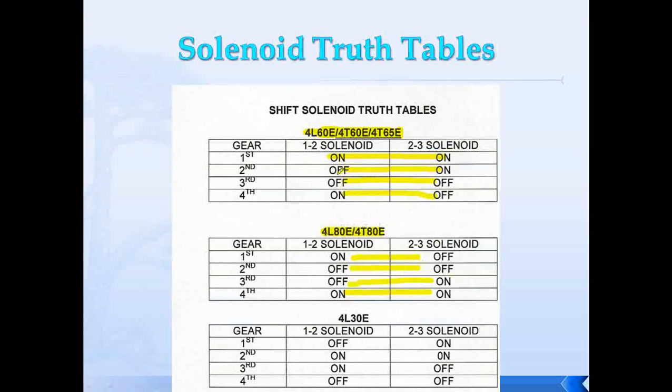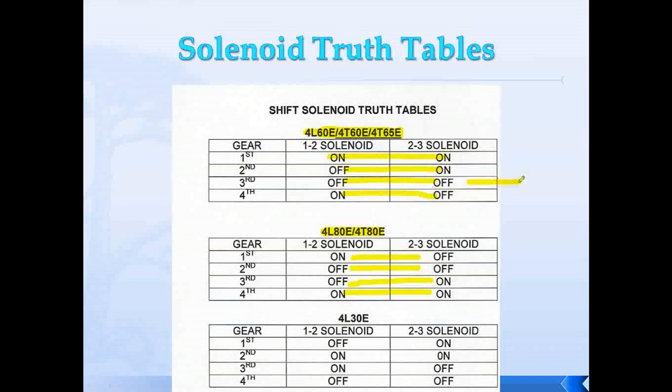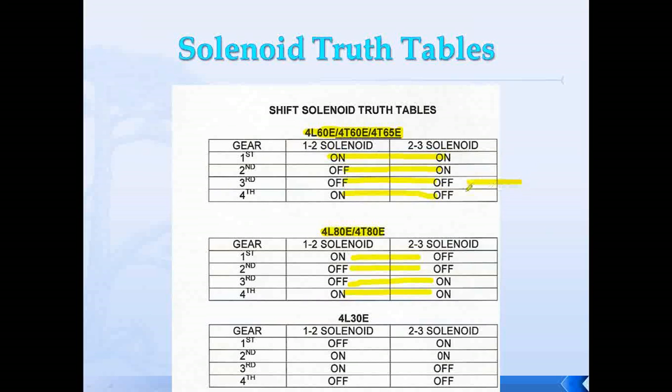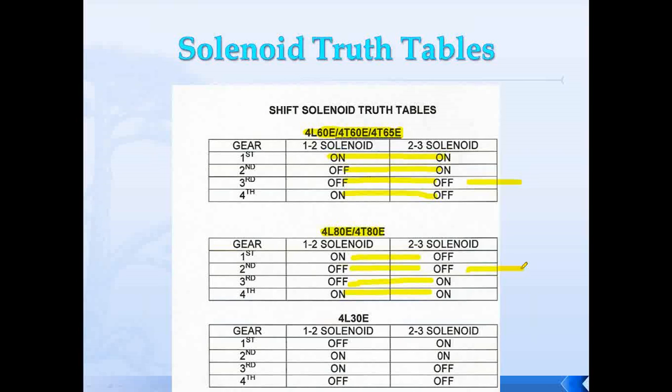So if you compare these charts between the 80 and the 60, you're going to notice a couple of differences. First off, the solenoid firing sequences are different, and secondly, the default ranges for these transmissions are different. If we lost power to this transmission, which is very common with a lot of the GM transmissions, whether you've got a bad ignition switch, bad fuse, bad wire, whatever it happens to be, and you lose power to the transmission, this one in overdrive range is going to default to third gear. But if you had a 4L80E or a 4T80E and you lost power to that transmission, it's going to default to second gear. Again, the reason for that is that the firing sequences of the solenoids are a little bit different.